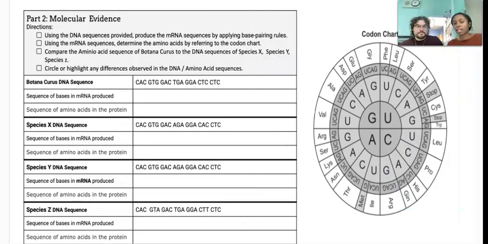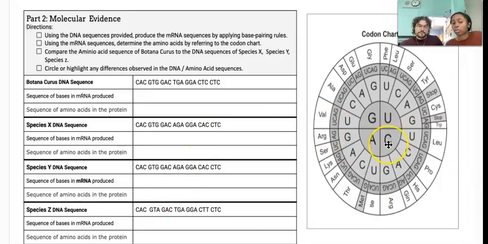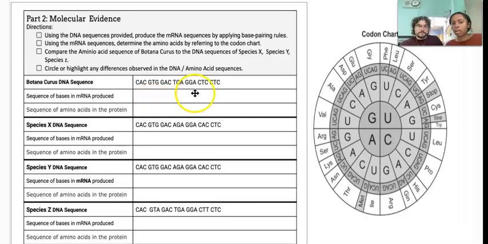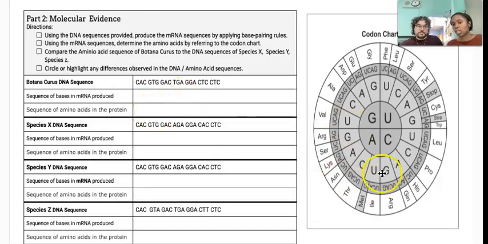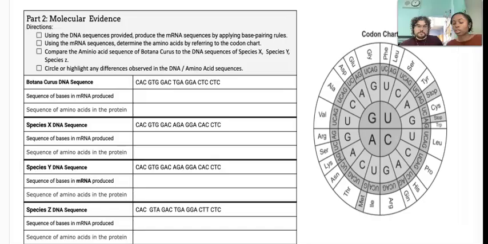Great. Then after, you're going to move on to part 2. Again, I showed you how to do this in lesson 3.5. Please work with your table partners. And for your part 2, you're going to fill out the mRNA sequences and then translate it to amino acids using the circular chart. When you're done, you're going to work on your analysis questions.